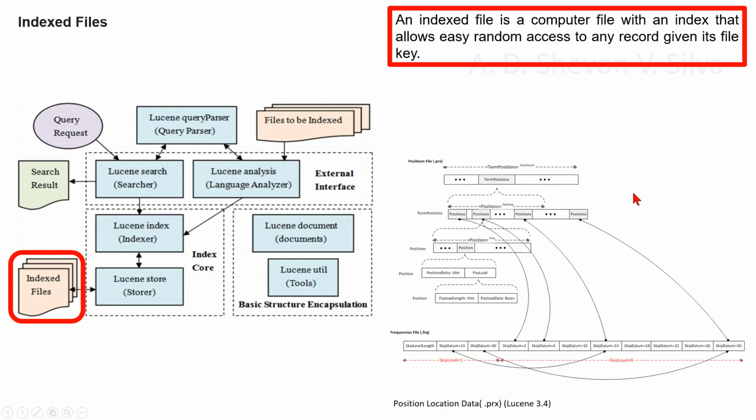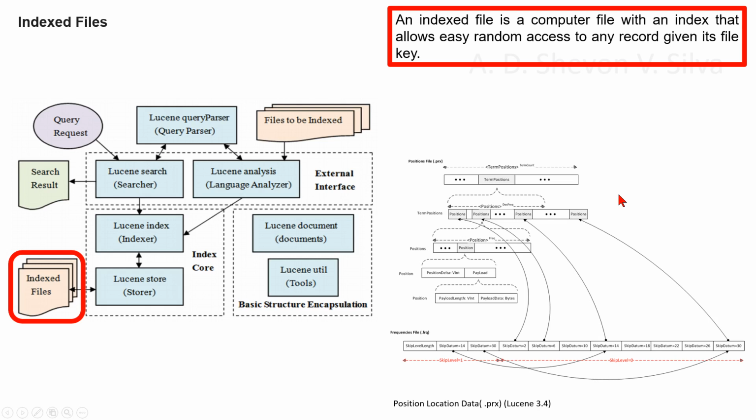Now we are considering position location data, the .prx file. The .prx file contains a list of positions that each term occurs at within the document. If omit tf is set to true in a field, no entry for that term will be stored in this file. If omit tf is set for all terms, then the .prx file will not exist.